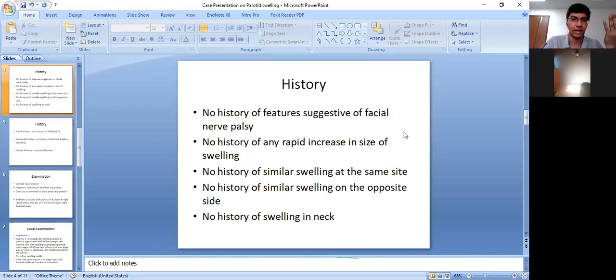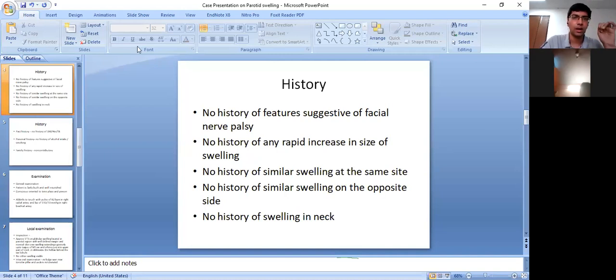You just have to see these things. You don't have to mention the findings. Okay, no history suggestive of facial palsy or rapid increase in size. If the examiner asks, then you have to mention it. That is a short case. That is why. Okay, similar swelling of the opposite side, same side, or the neck. Opposite side, because as I said, Warthin's. Same side history is important because of recurrence occurring in pleomorphic adenoma.